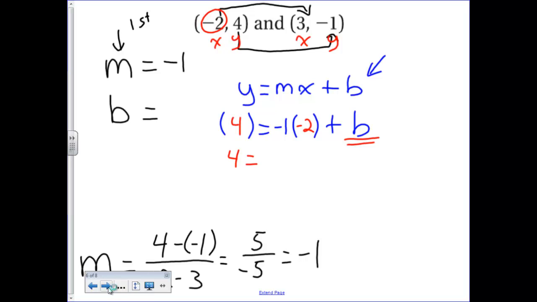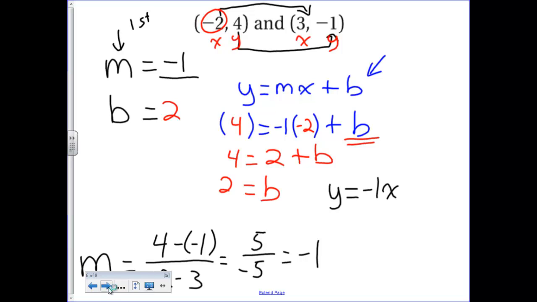So 4 is equal to negative 1 times negative 2, which is 2, plus b. Subtract 2 from both sides, and my b value ends up equaling 2. Final step, write my equation. Y equals, my m was negative 1 x, and my b value was positive 2, plus 2, and this can be our final equation. Of course, we don't need the 1 out in front of the x, but we do need the negative sign.